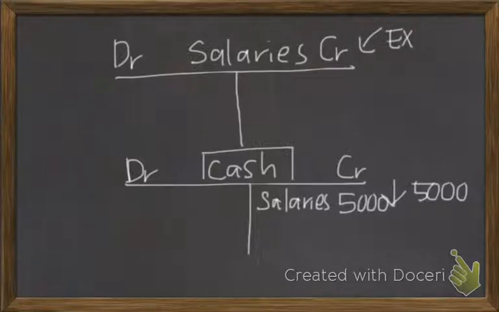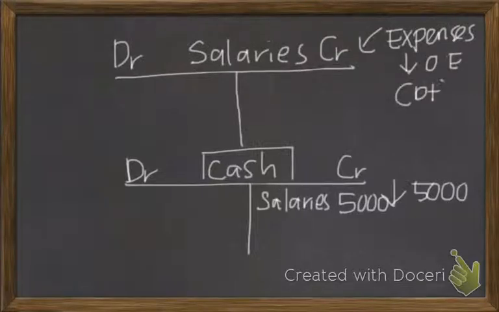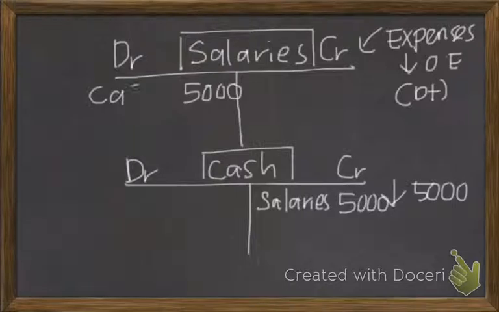This is one of the expenses accounts, and expenses always reduce the owner's equity, so it is always recorded on the debit side. So our salaries account is 5,000, incurred because we paid salaries by cash. Now we fulfill our double entry concept.